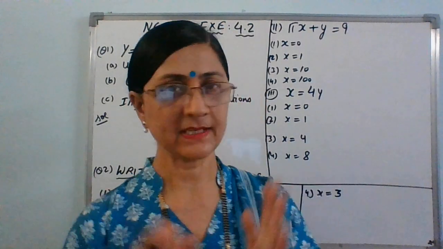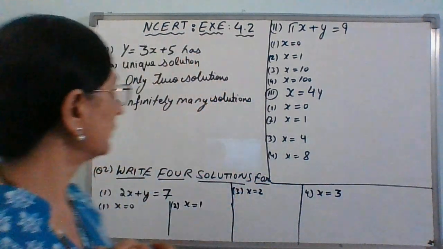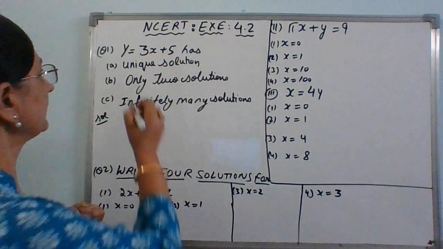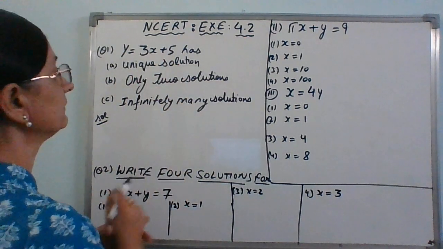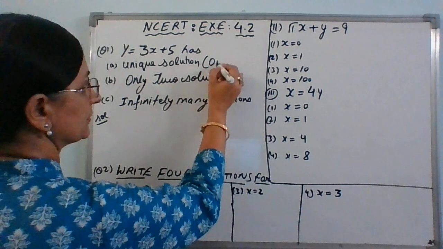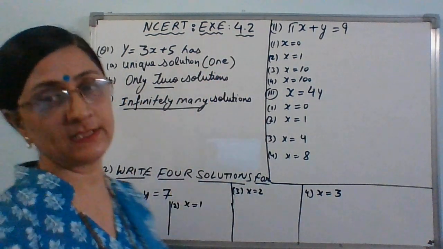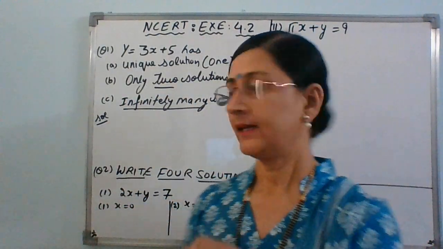Okay students, now I'll be explaining exercise 4.2 of the NCERT book, right? Here, the given equation is y is equal to 3x plus 5, and they're asking whether it has a unique solution. Unique solution means one solution, 2 solutions or infinitely many solutions. So you have to choose one of them.